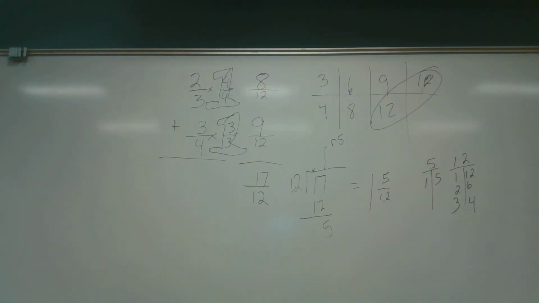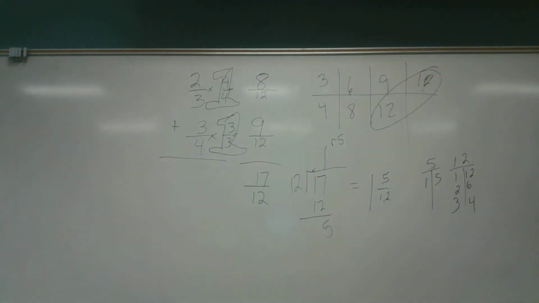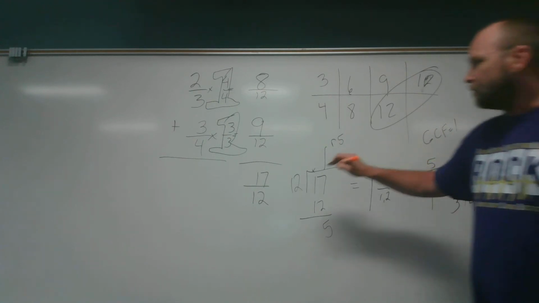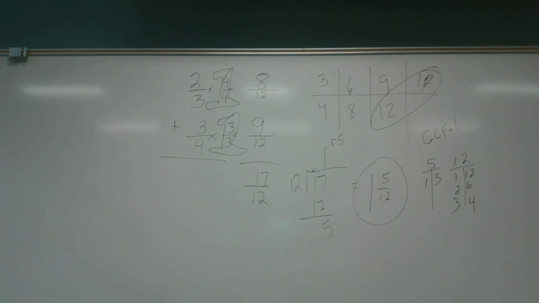Kane, what do they have in common? Both have 1. They both have 1 in common. Anything else, Kane? If the greatest common factor is 1, then that fraction is already in lowest terms. So the sum of 2/3 and 3/4 is 1 and 5/12.